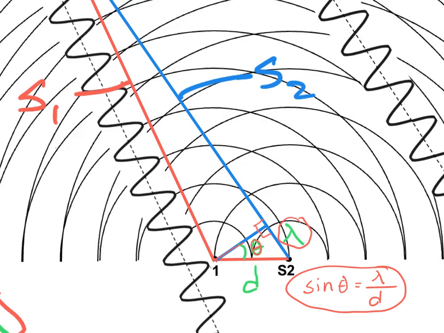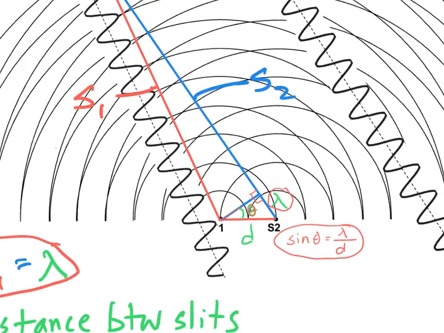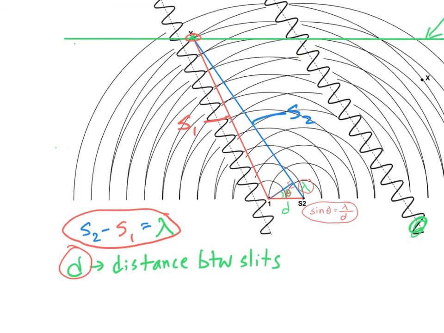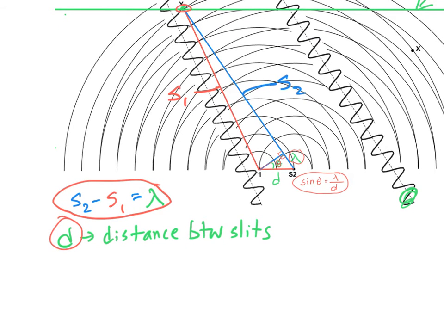And keep in mind, the difference between the two lengths doesn't have to be exactly one wavelength. It could be a multiple of wavelengths. So this could be 2 wavelengths or 3 wavelengths difference, as long as it's a multiple of wavelengths. So we tend to put m, where m is any integer.